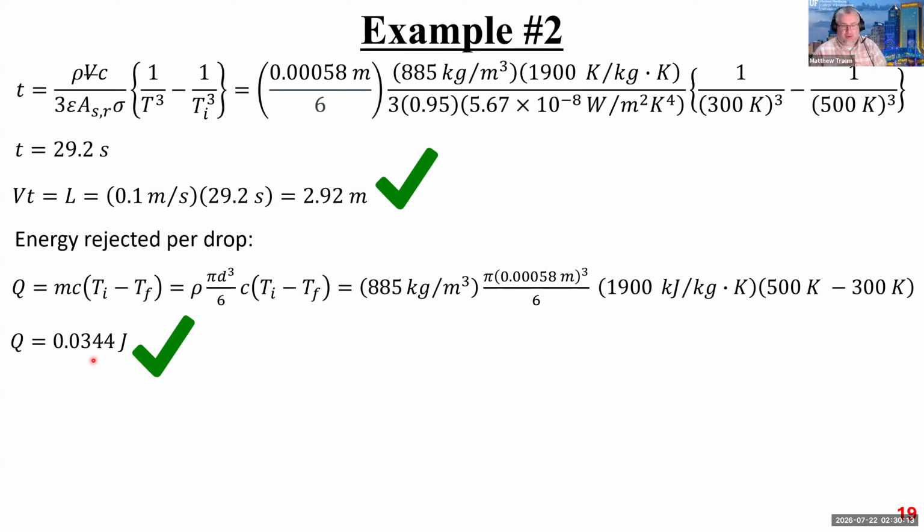And what I end up with is 0.0344 joules, right? So, relatively tiny, but probably better than using that same surface area to just radiate. You're radiating, but you're dramatically increasing the surface area by radiating off of all these little droplets.